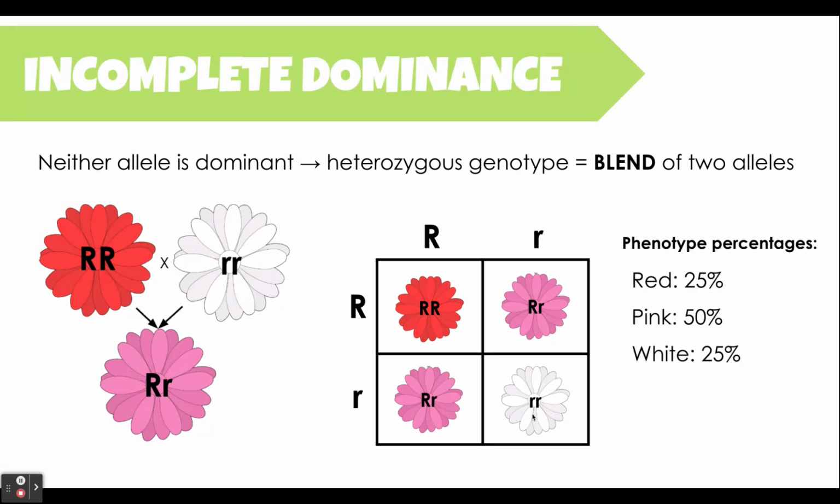In terms of our percentages, there's a 25% chance that when these two flowers mate, their offspring would be red. There's a 50% chance they would get a pink offspring and a 25% chance that they would create white offspring. So this is typical of what we see in flowers with incomplete dominance and how we can get that blending of two alleles to create a new offspring.